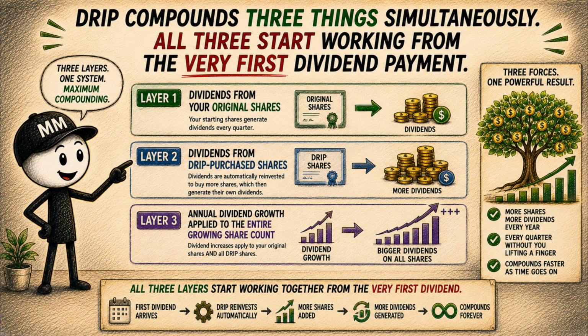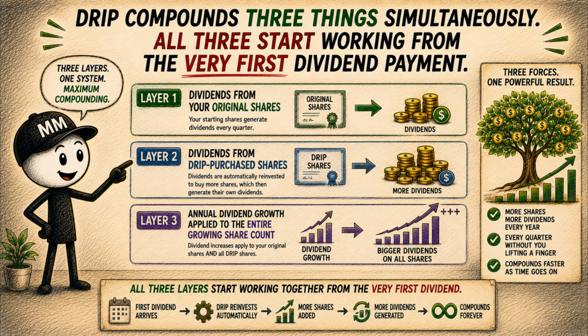Layer 2, dividends from DRIP purchased shares, also reinvested. The 0.3 shares purchased with last quarter's DRIP generate their own dividend this quarter. That dividend also gets reinvested. The reinvestment is compounding on itself. Each cycle's new shares generating more income than the prior cycles.